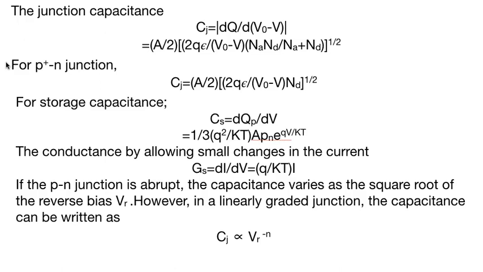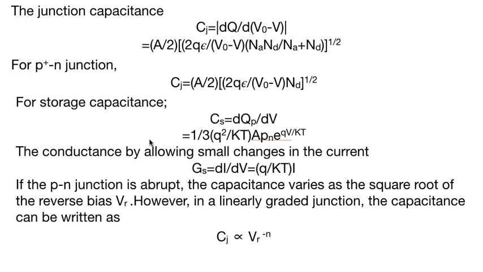Now this is an important formula. It is often asked in examinations to calculate junction capacitance or the transition capacitance in forward or reverse bias condition. Then junction capacitance is A by 2 times the whole under root of 2Q epsilon over V0 minus V into Nd. The storage capacitance is Cs equals dQ over dV, 1 by 3 Q square by KT A into p_n e to the power QV by KT.